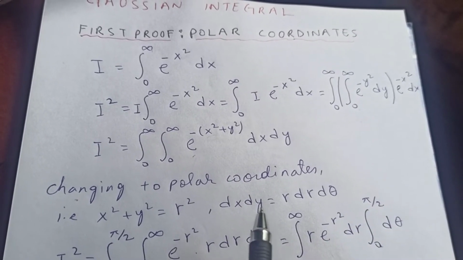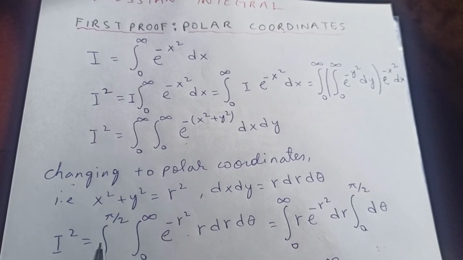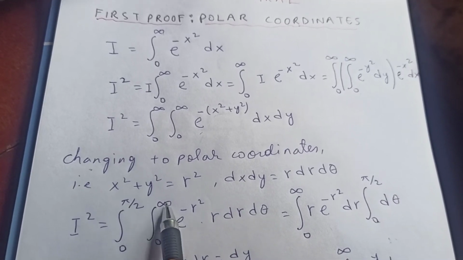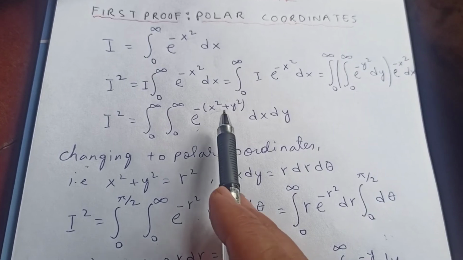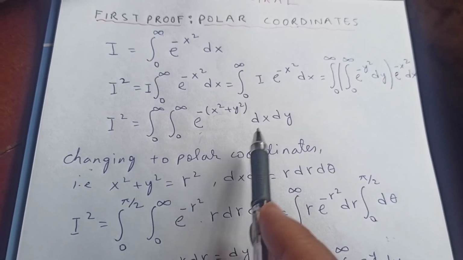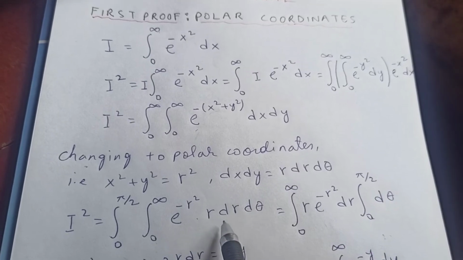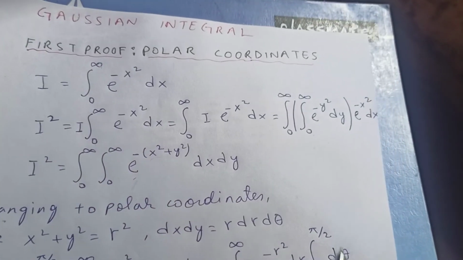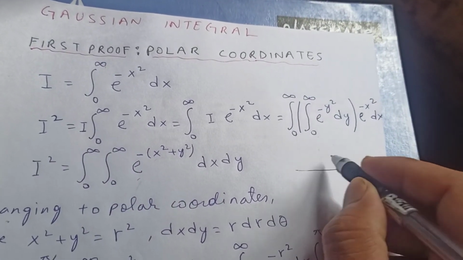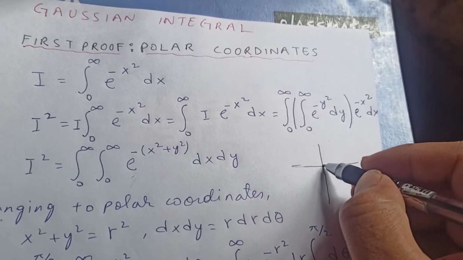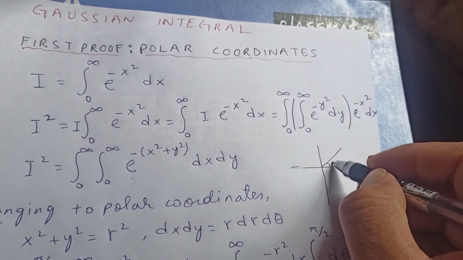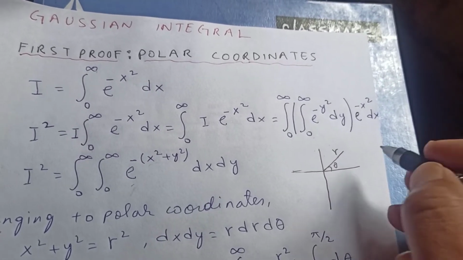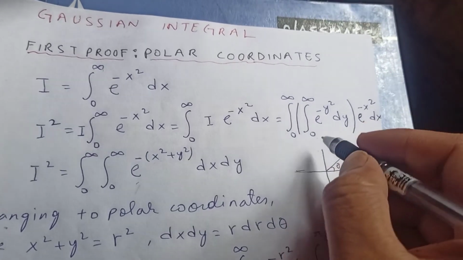Now if you change into polar coordinates, let's change it. Now I square is this integral, let's neglect this two, e to the negative, and x square plus y square is r square, so e to the negative r square, and dx dy is r dr d theta. Now you may wonder, how come? Let's see here the polar coordinates, drawing one triangle. This is theta and this is r. In terms of what, this is x and this is y.